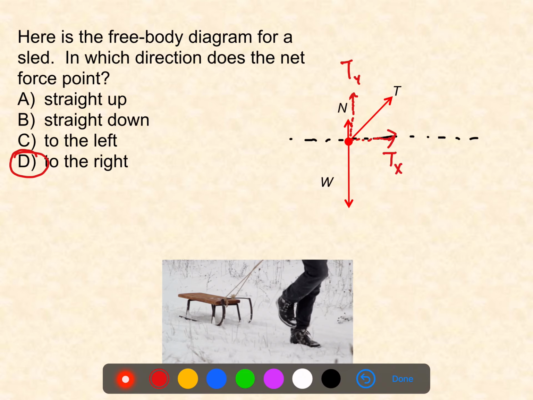And the tension in the y direction plus the normal force looks to be sufficient to exactly balance the weight, so that the sled is not moving up or down, hopping up off of the ground, but there's nothing to oppose the x component of the tension force, and so you've got some net force to the right.